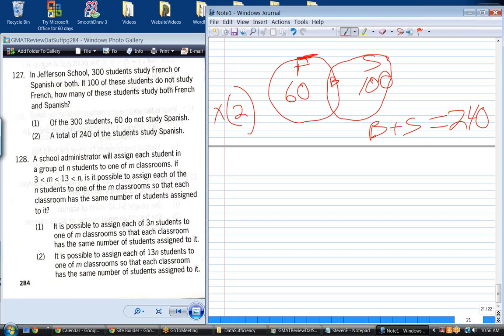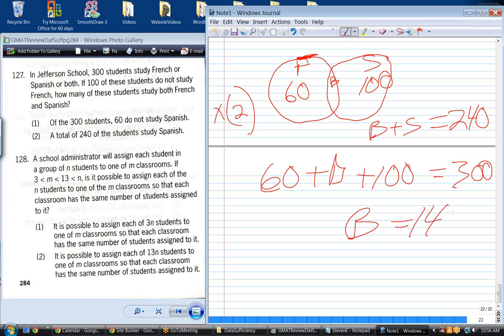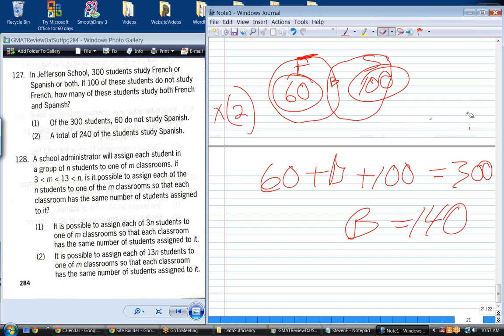So statement 2 does solve it. Because now we know that 60 plus B plus 100 equals 300. So B has to be 140 that study both. Well, you're combining both statements there. You're using 60 from statement 1. Yeah, statement 2. No, not this 60 actually came from statement 2. This 100 came from the stem. So that does allow me to calculate the both. In other words, I'm only considering statement 2 at the moment.